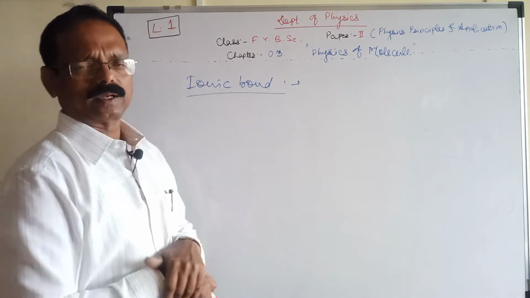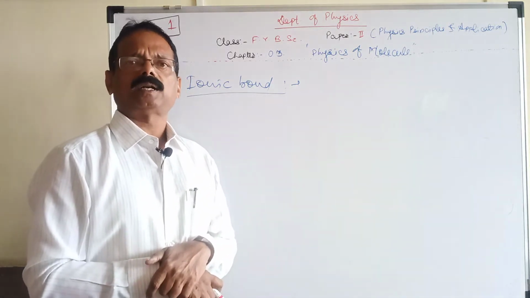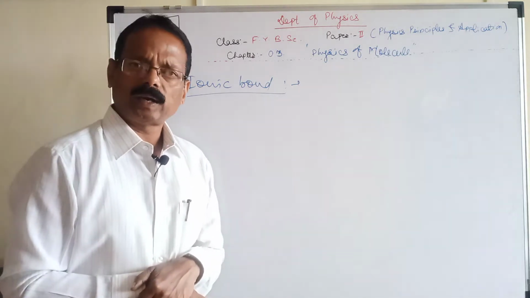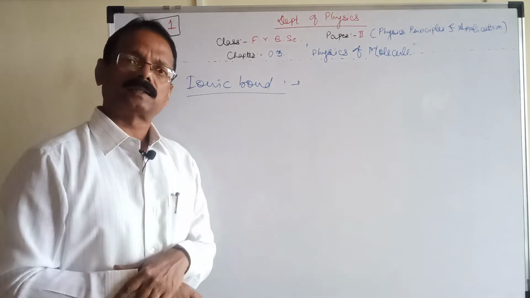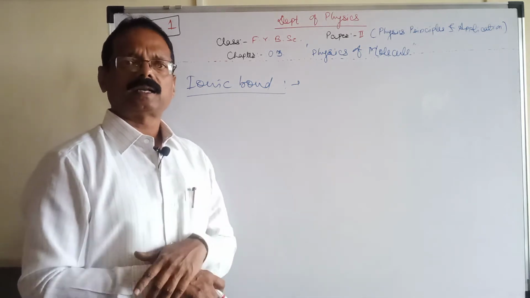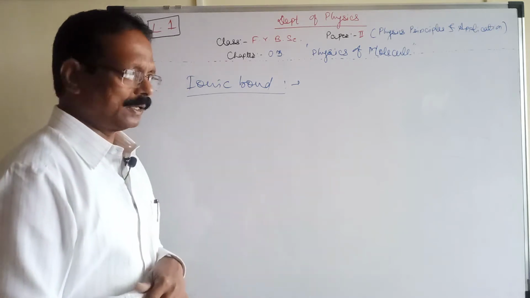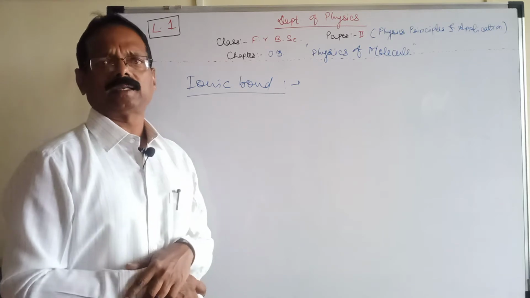So what is the ionic bond? The definition of the ionic bond is that it is the electrostatic attraction between electropositive and electronegative elements. Electropositive elements are generally metals and electronegative elements are generally non-metals. Now we have to see what are the examples of that.